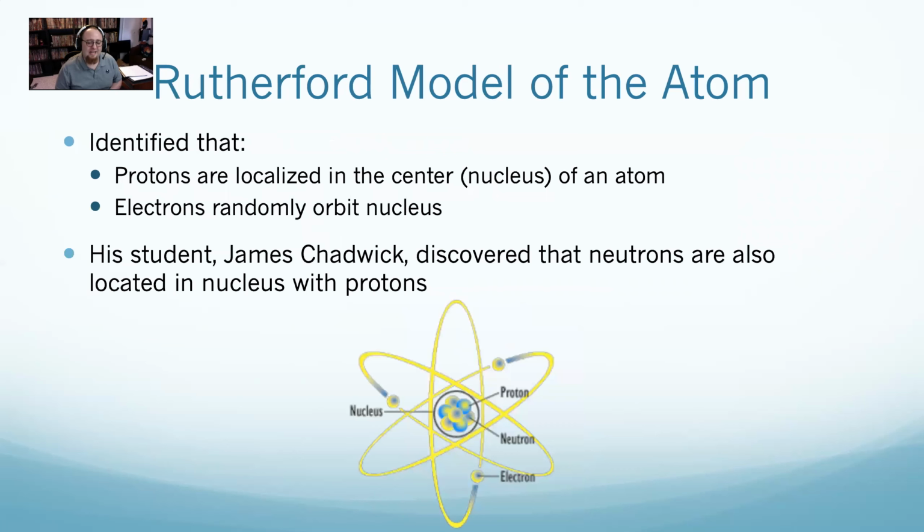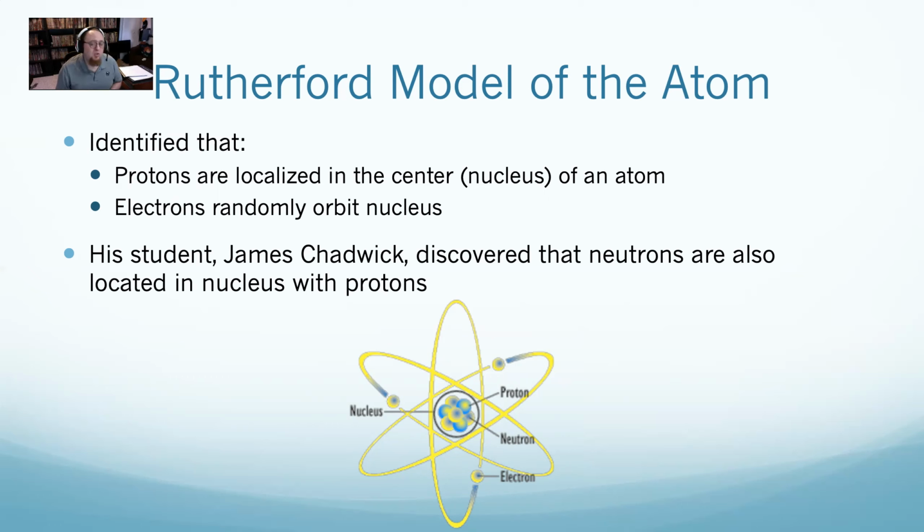What it is, is that an atom is made up of a nucleus, and that this nucleus has protons all in the center, all condensed in one spot, and that the electrons orbit it, just like how the planets orbit the sun, at random radii. And actually, his student, a man named James Chadwick, discovered that there's also neutrons in the nucleus, and that the nucleus is a mixture of protons and neutrons, where neutrons have no charge, but about the same mass as a proton.